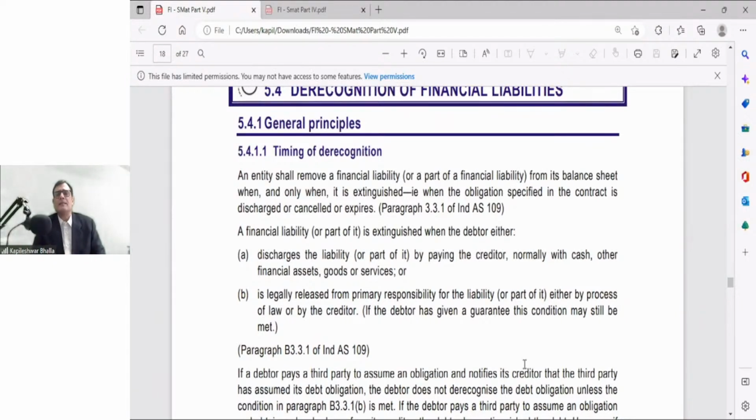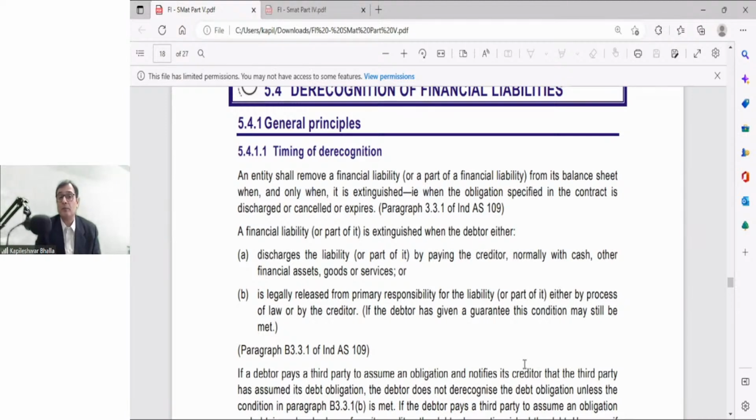Okay, well, in simple words, I would say it's a case of full and final settlement. In a normal situation, you pay off your creditor, it's clause A. And if it is a case where you do a full and final settlement, your creditor is willing to give you a discount. Let's say you owe him 10 lakh rupees and he says, okay, you can pay me, let's say, 9.5 lakhs in a full and final settlement. So he is legally released from the primary responsibility.